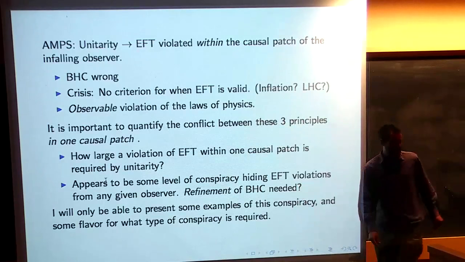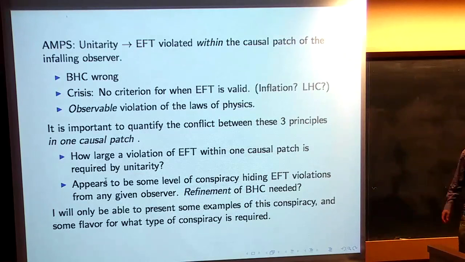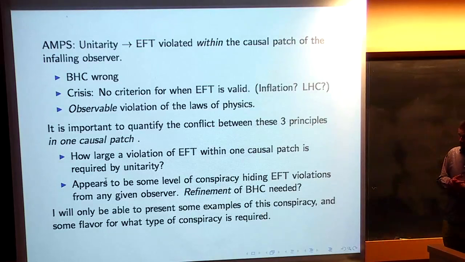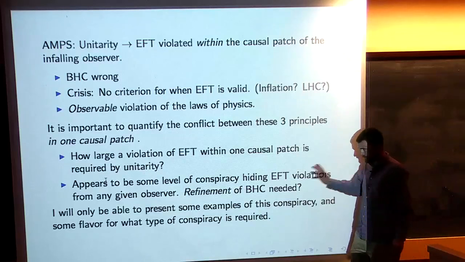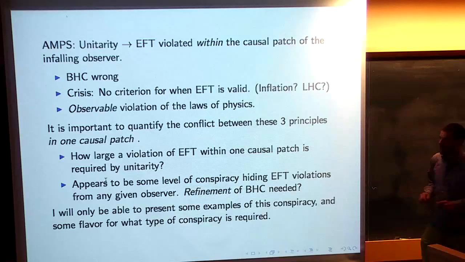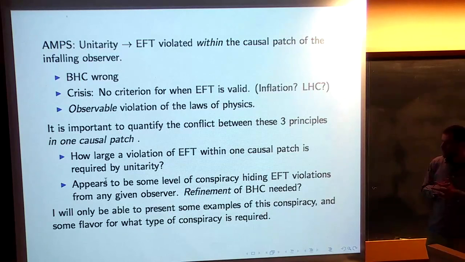All right. So now, what I want to convince you of is that it's important to quantify the conflict between the three principles I mentioned at the beginning within one causal patch, for two reasons. One is the question of how large a violation of effective field theory within a causal patch is required by unitarity, and what I want to try to tell you is that there seems to be at least some level of conspiracy that's hiding these effective field theory violations from any given observer. I'll give a couple of examples. And so that tells us that the causal patch story still has some role to play, I think, in refining these paradoxes. It suggests that what we need is some kind of refinement of black hole complementarity, and that formulating these questions within one causal patch will still have an important role to play.